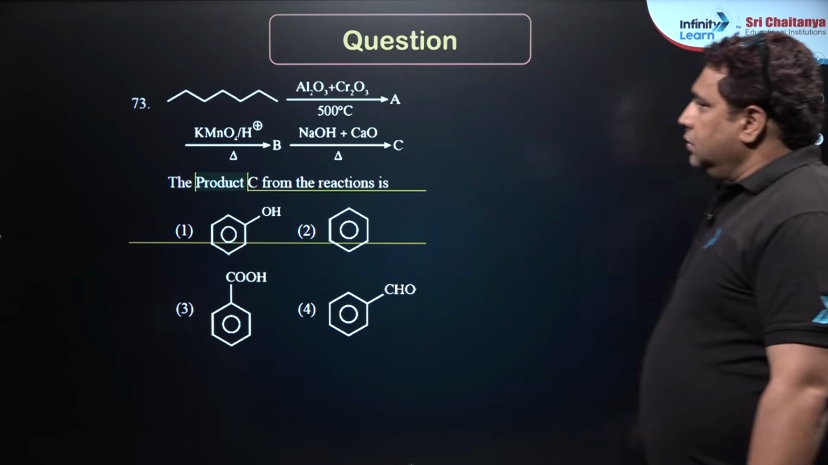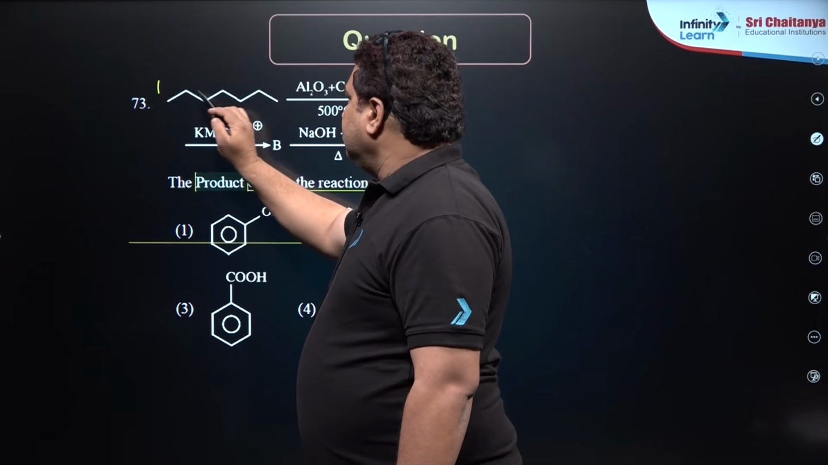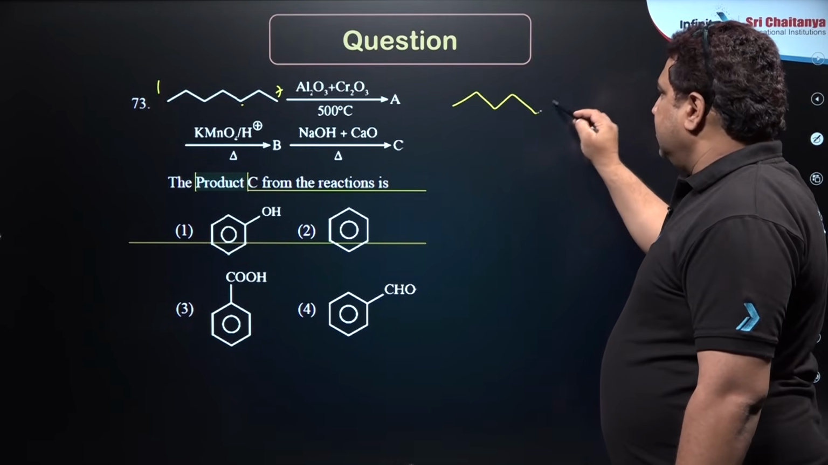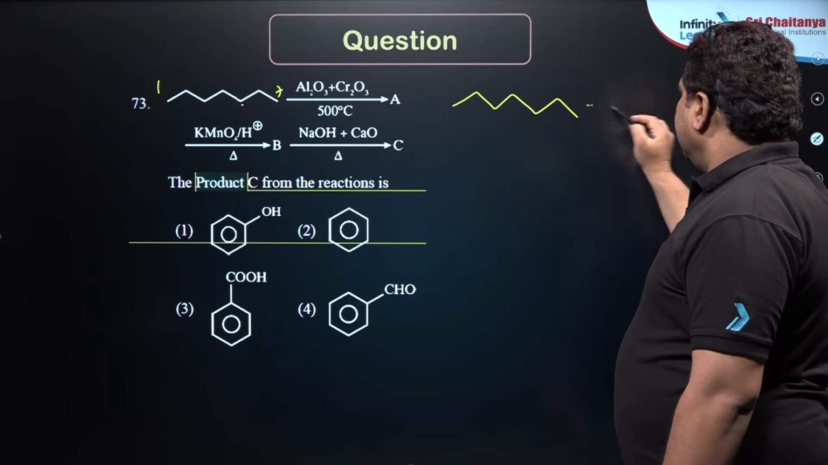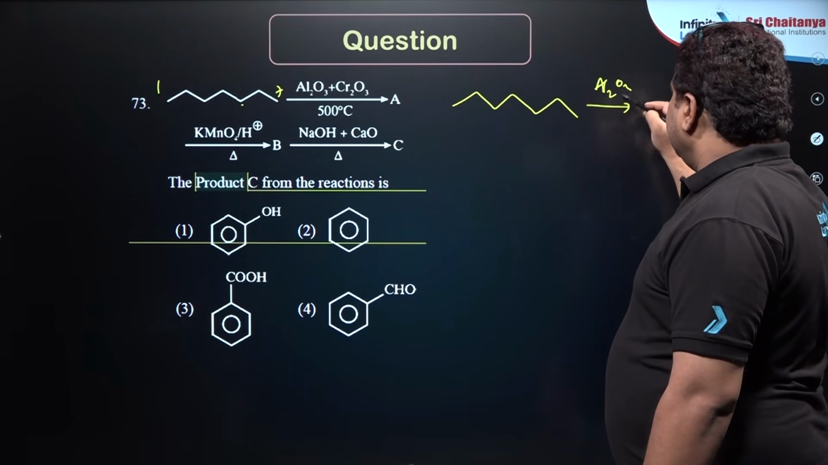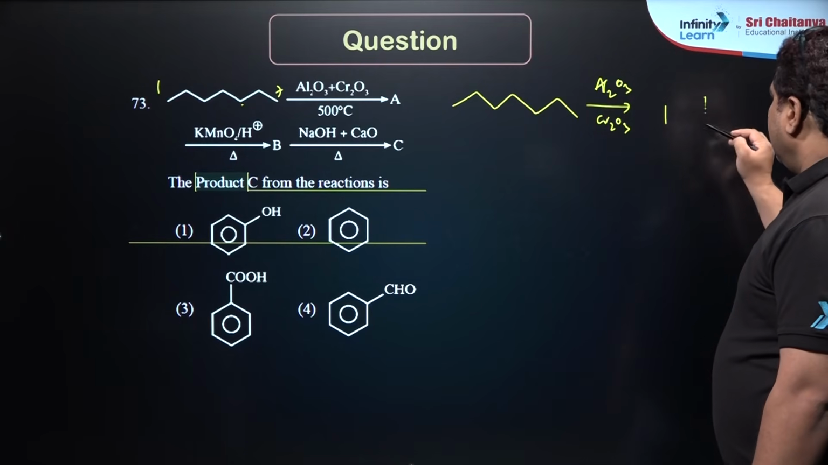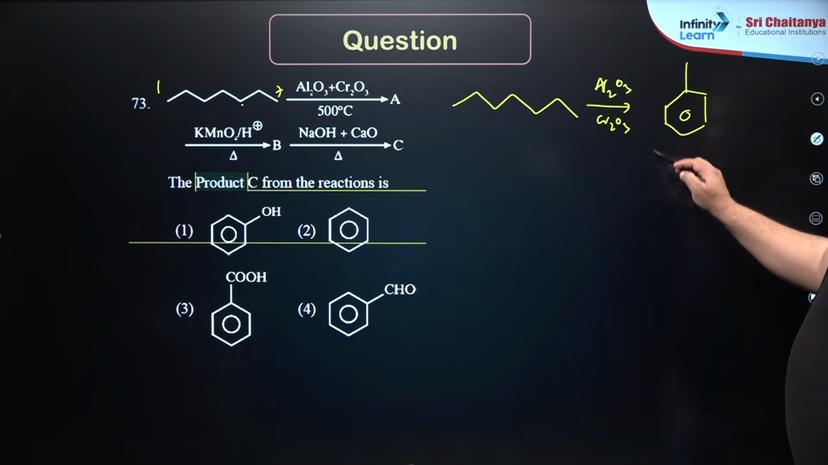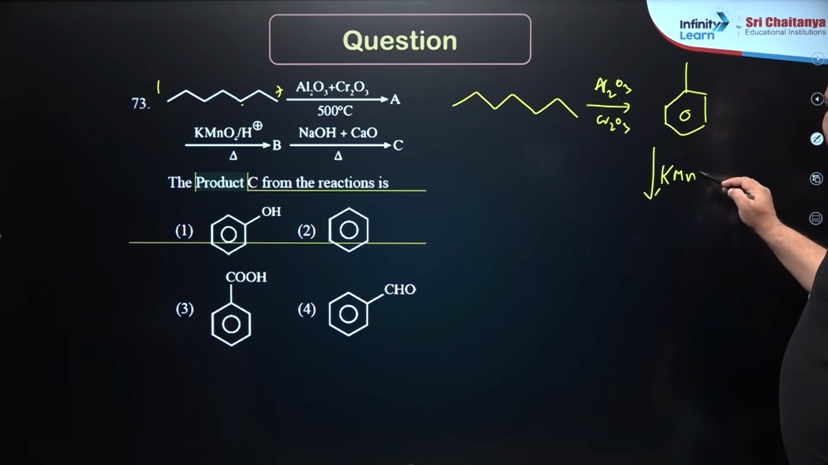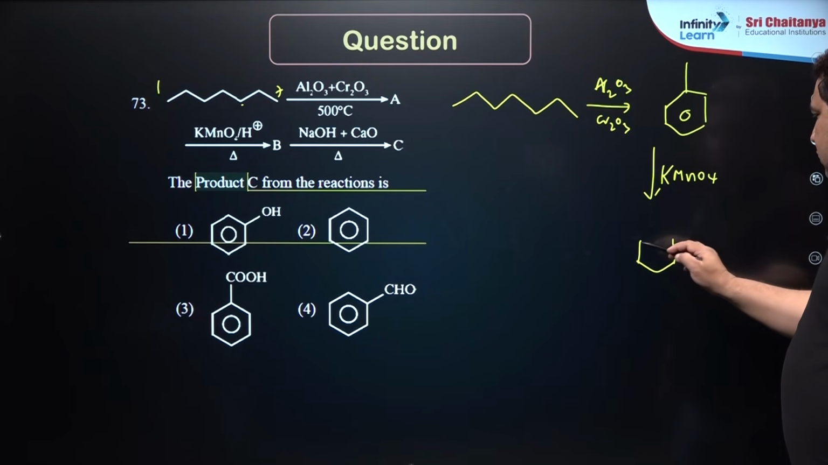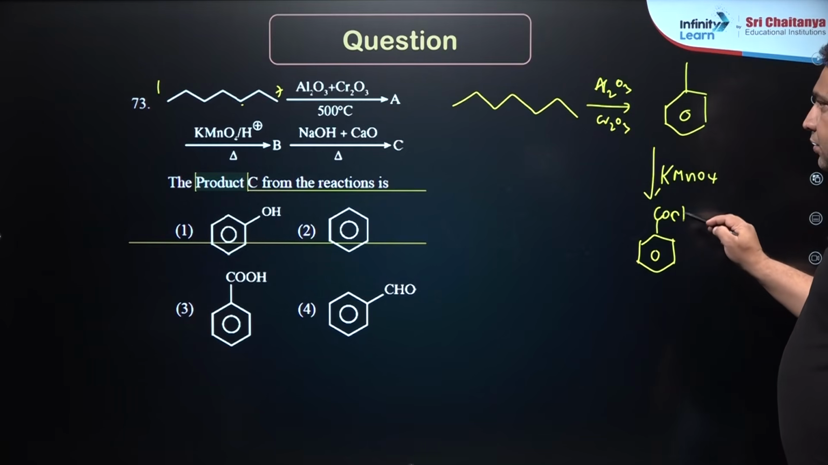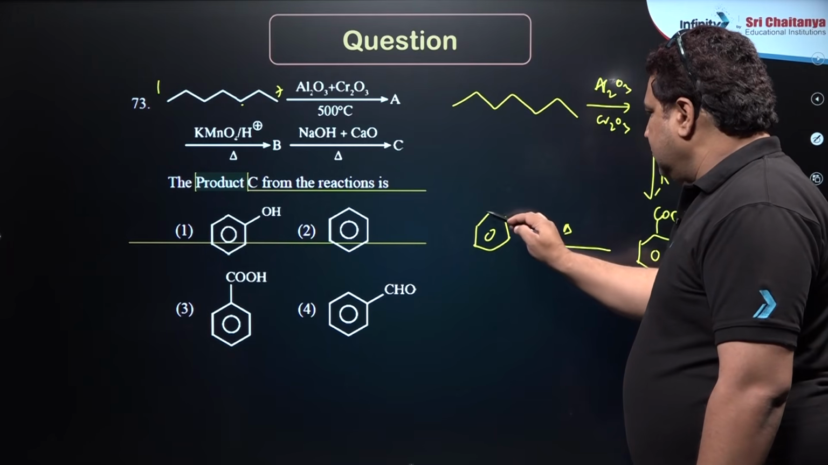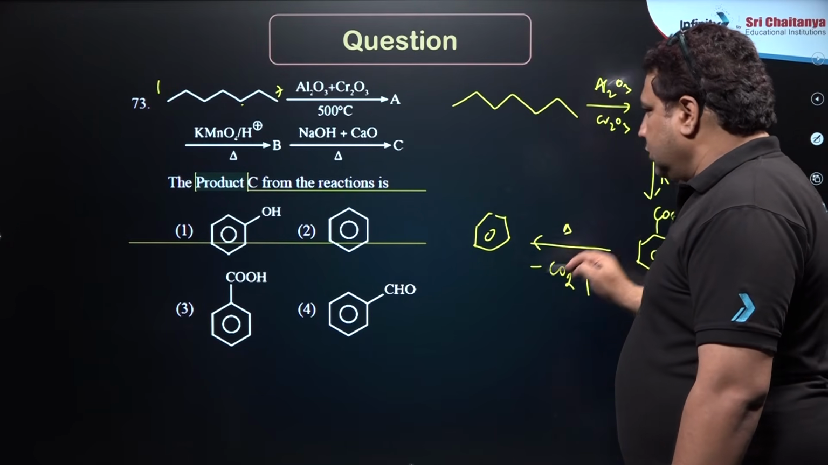Next one. How many carbons are there here? 1, 2, 3, 4, 5, 6, 7 carbons are there. So 7 carbons. And everybody knows this is an aromatization reaction. And here you are going to get what? Toluene. Toluene, if you oxidize with KMnO4, you will get what? Benzoic acid. Benzoic acid, soda lime heating, decarboxylation, and you will get benzene.